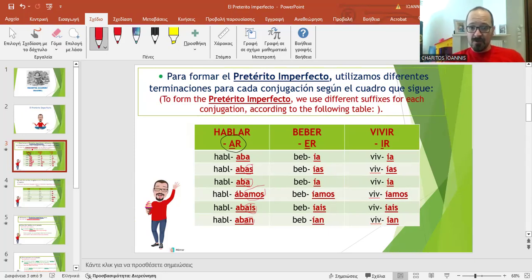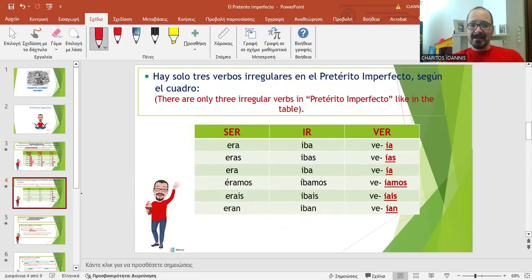The same happens with the verbs of the second and the third conjugation, namely the verbs in er and ir. But this time, behind the suffixes of el presente, we add that I, just an I, que lleva tilde. So, bebía, bebías, bebía, bebíamos, bebíais, bebían. And vivía, vivías, vivía, vivíamos, vivíais, vivían. And that's it.